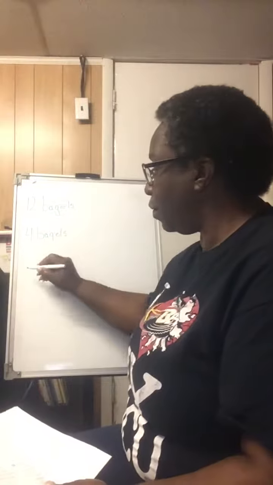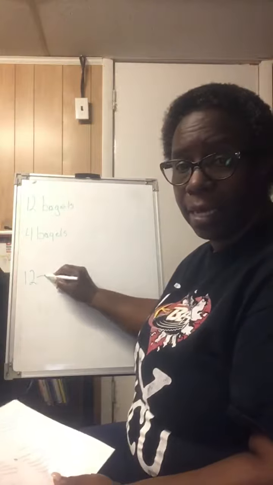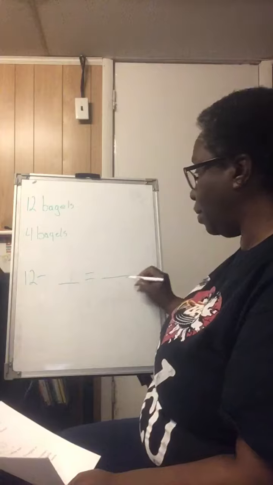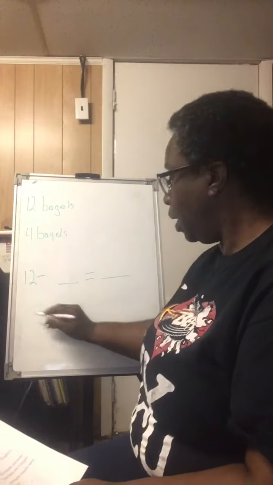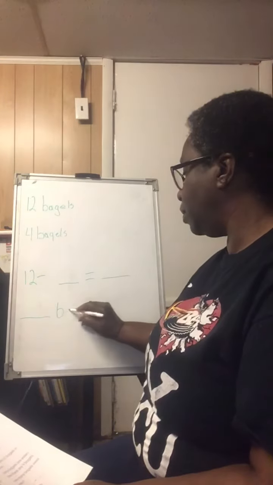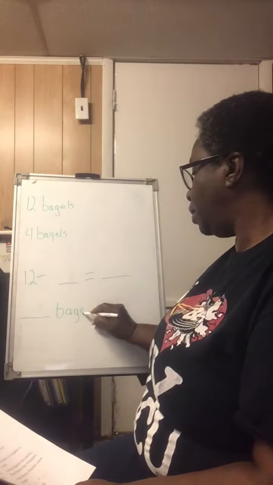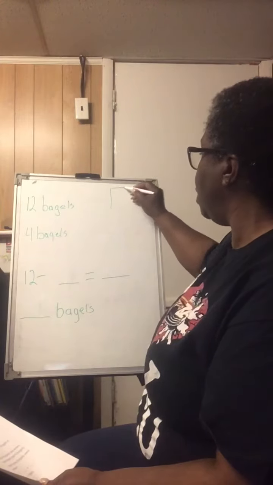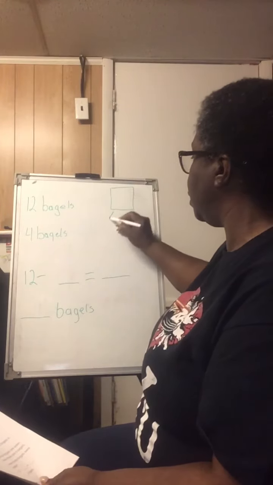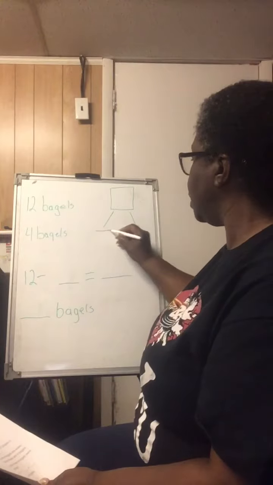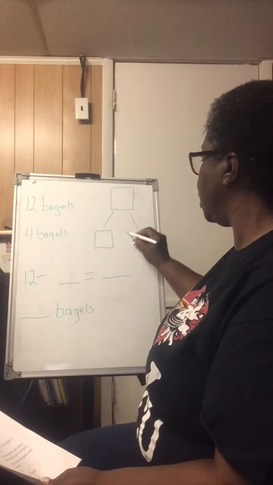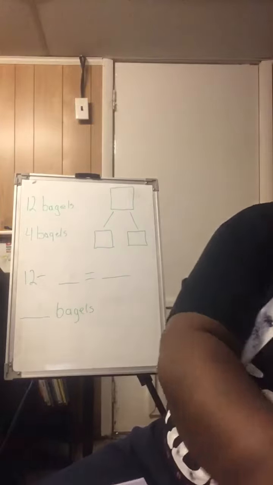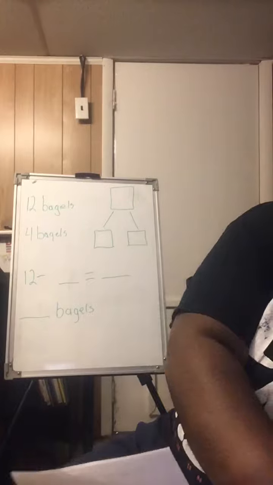So we know we have 12 minus blank equals blank, okay? Then they ask how many bagels were eaten. Okay, and we're going to use the number bond. Let me get a darker marker so you can see it, okay? Our big blocks, our smaller box. We're going to use the number bond. Let's get our black marker so we can see it a little bit better.